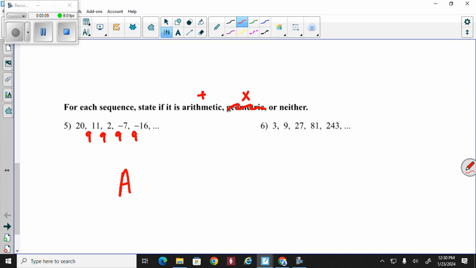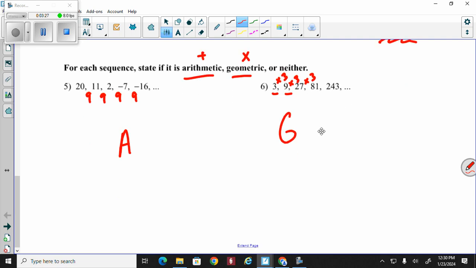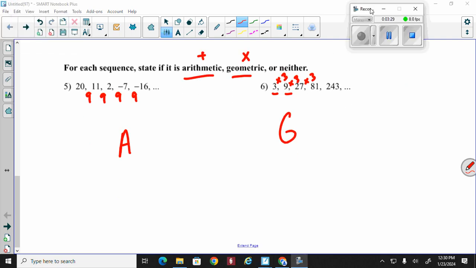All right, so 3 to 9. Is it arithmetic or geometric? Let's see, 3 to 9. What can I do to 3 to get to 9? Well, I can times it by 3. I can times 9 by 3. I can times 27 by 3. I can multiply it all by 3, which means it's going to be geometric.